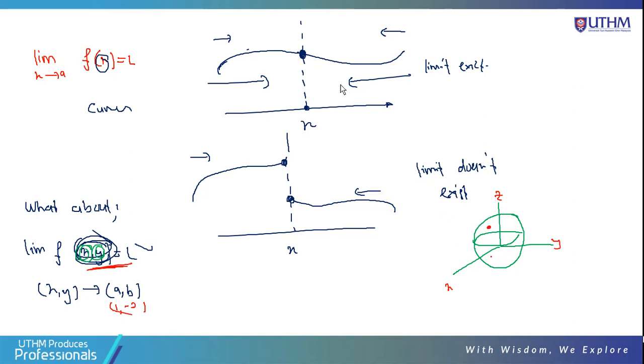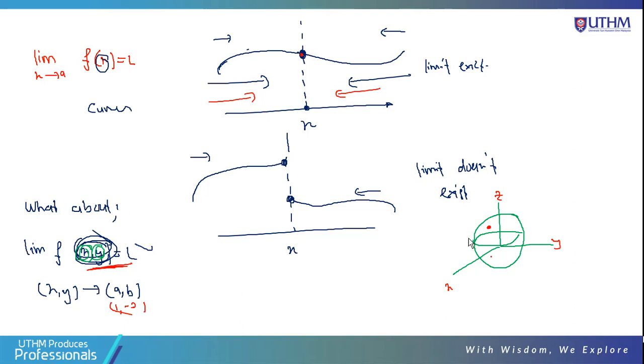For the single variable, it is easy: they meet at a certain point, so we know it exists, and if they don't meet, it does not exist. So for the paths on the surface, how many directions are there? For the single function, we only have two directions, right to left and left to right.